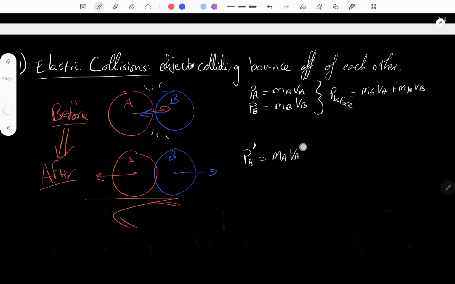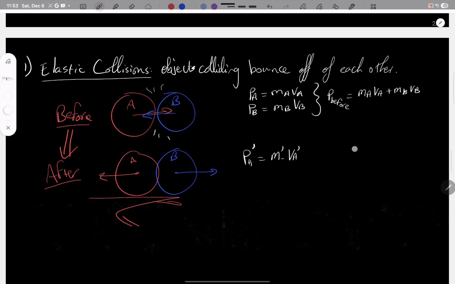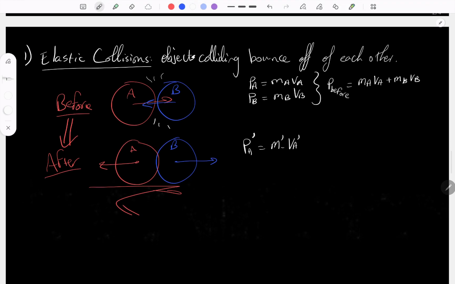Now you might ask me, why don't we put M prime A as well? And the answer is, well, because this is the same mass. Why would I add a prime symbol if the mass is still the same? So we're going to keep MA as it is because it is the same from the beginning all the way to the end. The mass does not change, but the velocity definitely ends up changing, right? First we were going this way, now we're going the other way. So definitely V prime A is different than VA.